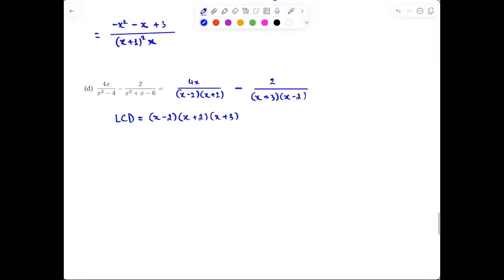All right. So now for the first expression, it's missing x plus 3. I'm going to multiply the top and bottom by x plus 3. For the second expression, we are missing x plus 2. So I'm going to multiply the top and bottom by x plus 2. So you have 4x over (x minus 2) times (x plus 2), multiplied top and bottom by x plus 3. That's the first term. The second term is 2 over (x plus 3) times (x minus 2), times (x plus 2) over (x plus 2).